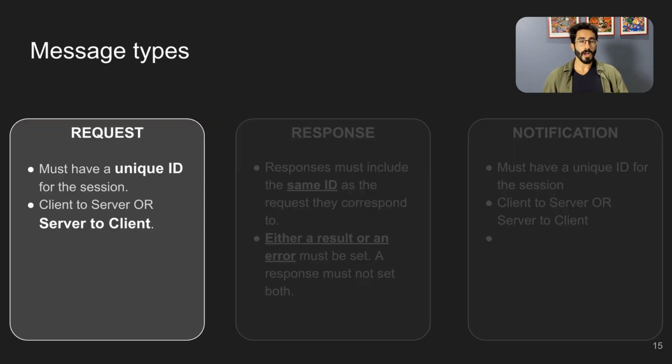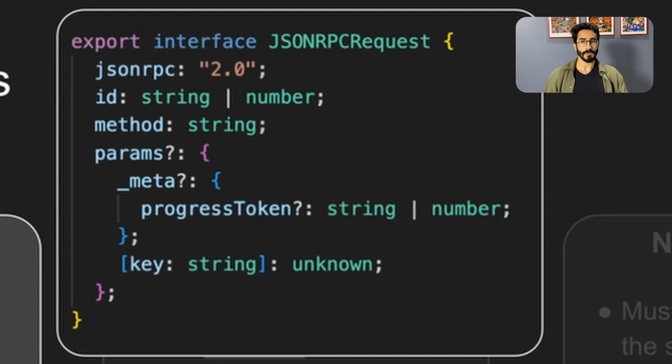So now let's talk a little bit about the types of messages that are exchanged between the server and the client. The first type is the request, which must have a unique ID for the session. And notice that a client could send a request to the server, but also a server could send a request to a client. And this is also true for the other messages as well. And this is what the interface for the request looks like.